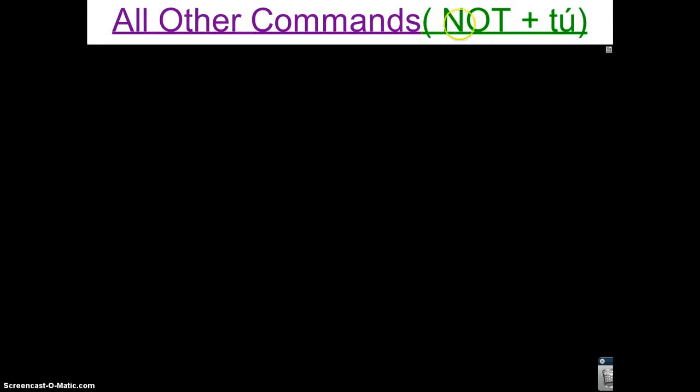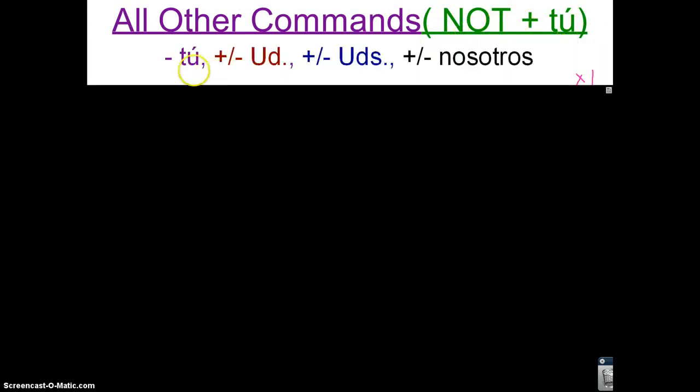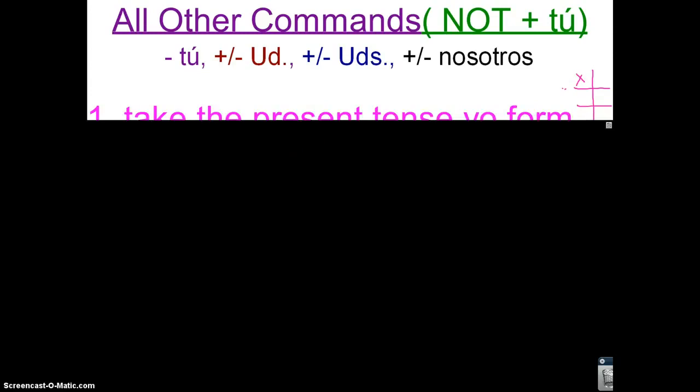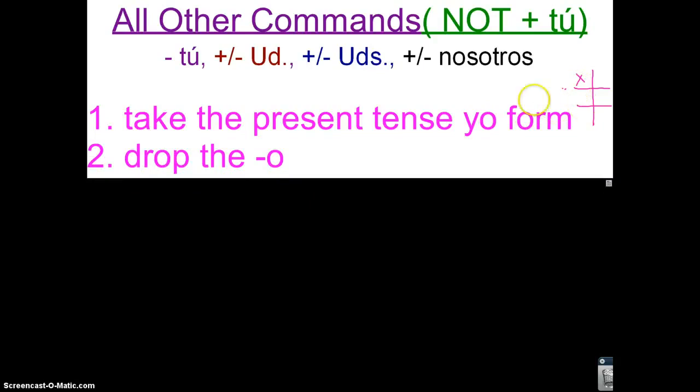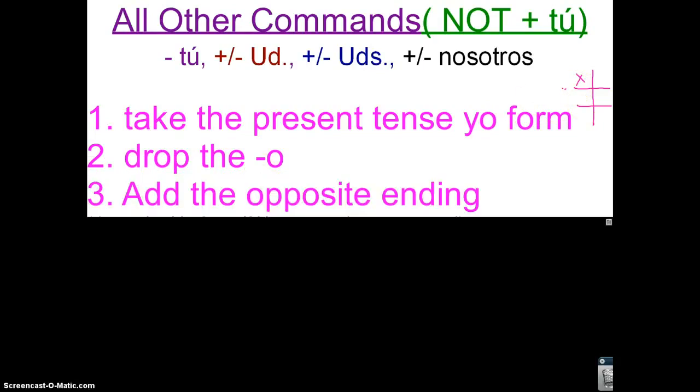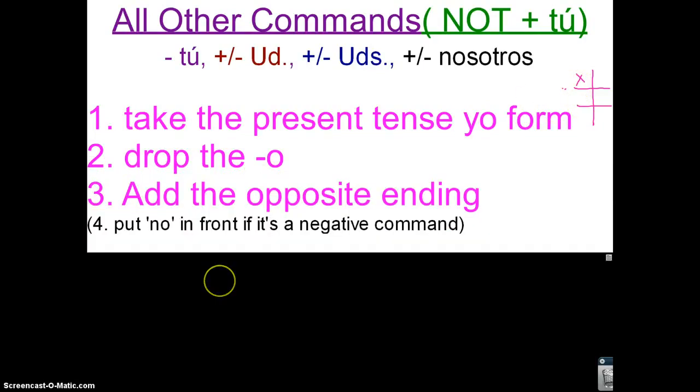Let's move on to all other commands. So anything not including affirmative tú commands, which means negative tú, affirmative and negative usted, affirmative and negative ustedes, and nosotros commands would also be involved in this, but we're not covering those yet. How do you form them? 3 steps. Take the present tense yo form, which usually ends in an O. Drop it. Add the opposite ending. And of course, if it's a negative command, you put no in front.